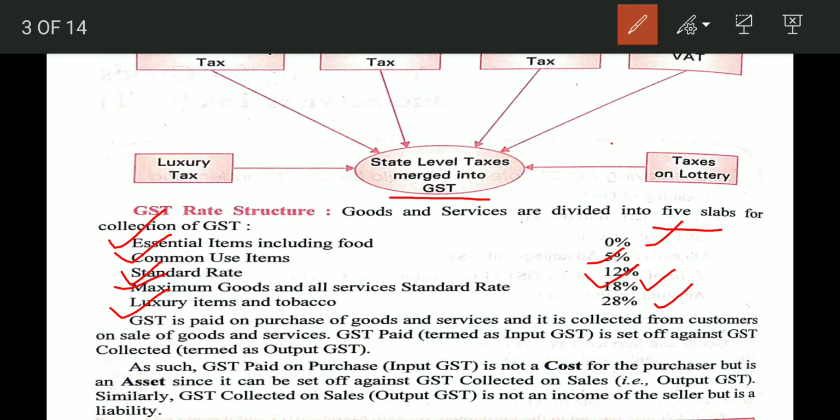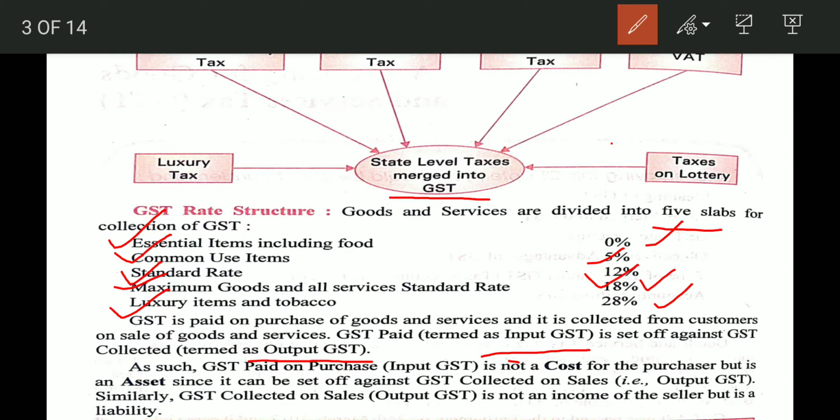GST is paid on purchase of goods and services and is collected from customers on sales of goods and services. GST paid, termed as input GST, is set off against GST collected, termed as output GST. Now let us take one example. Suppose you have a manufacturing unit which manufactures, let us say, computers. Now to manufacture these computers you have purchased some machinery and some raw materials.